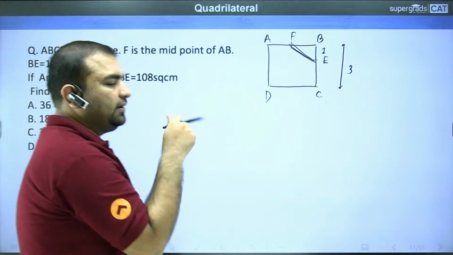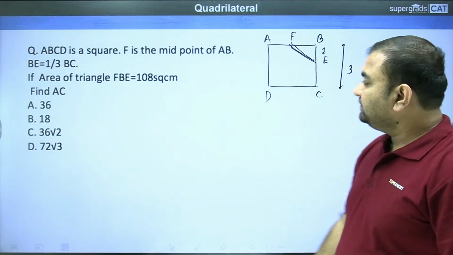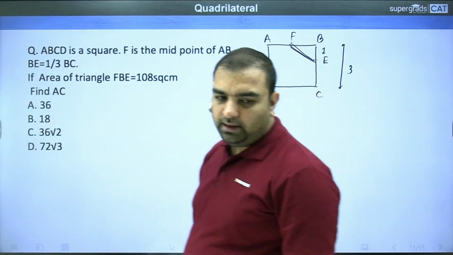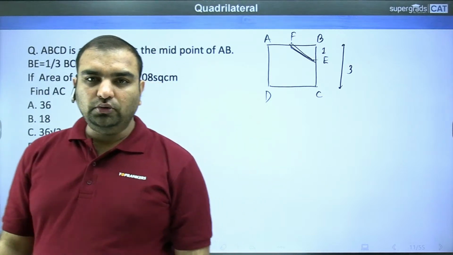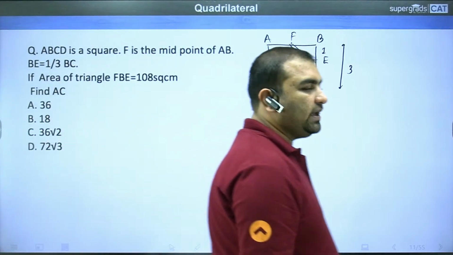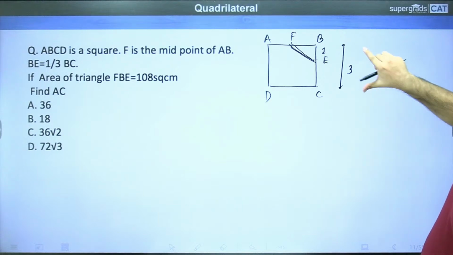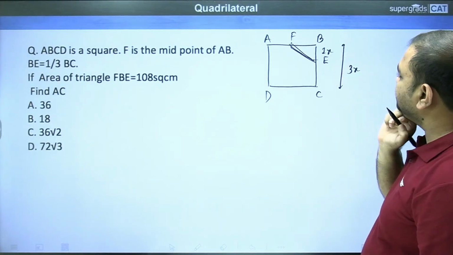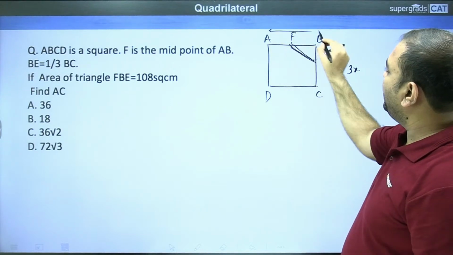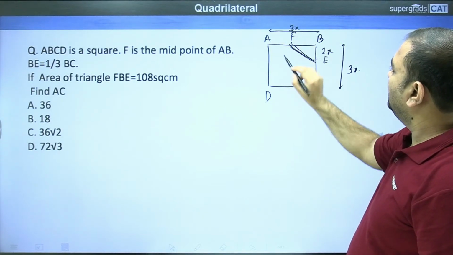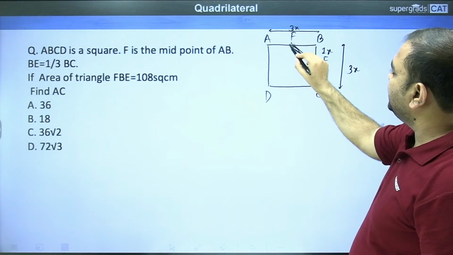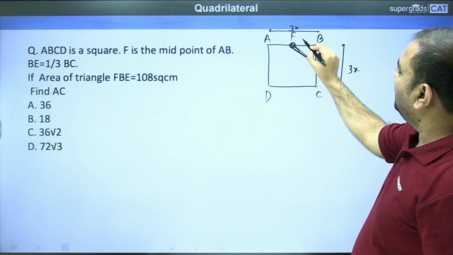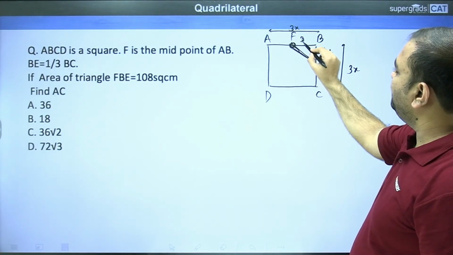AC means diagonal. तो diagonal निकालने के लिए पहले side निकालनी पड़ेगी. To find out the diagonal, we have to first find out the side. अगर मैं लेंथ ऑफ स्क्वायर 3x लेता हूं तो दिस पार्ट इज x. ये स्क्वायर है तो ये भी 3x होगा. सो व्हाट इज द हाफ पार्ट, बिकॉज इट इज द मिड पॉइंट. 1.5x लिखें या फिर 3/2x लिखें.